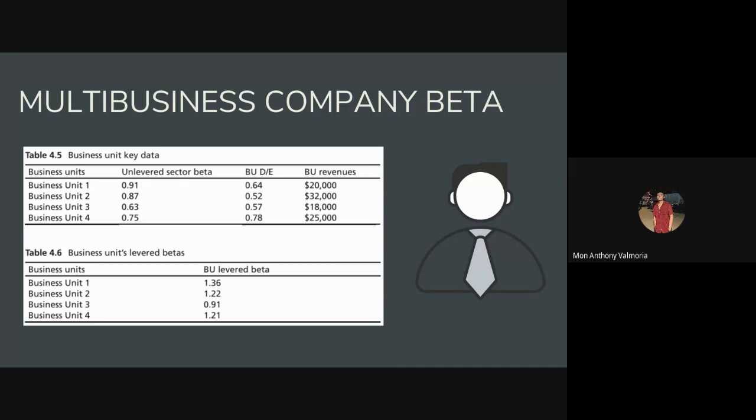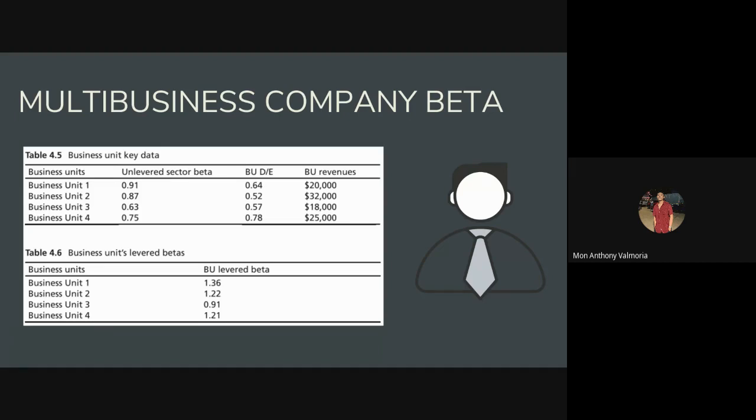So next is the multi-company business beta. The portion of the beta discussed a while ago applies to companies that operate on a single business. But what if a particular company is engaged in more than one business? In this situation, the beta of each business must be calculated and weighted according to a representative variable.